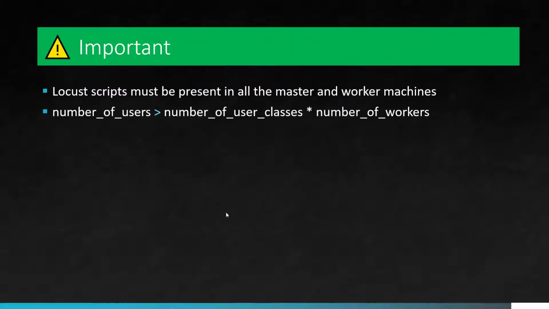So there are a few things you have to take care of. Locust scripts must be present in master as well as the worker machines. Otherwise your script will not be injected. And also the number of users must be greater than the number of user classes multiplied by the number of workers. So if you are running with, say, 3 users, the 3 should be greater than the number of workers multiplied by the number of user classes in your script. So these are the 2 points you have to take care of.